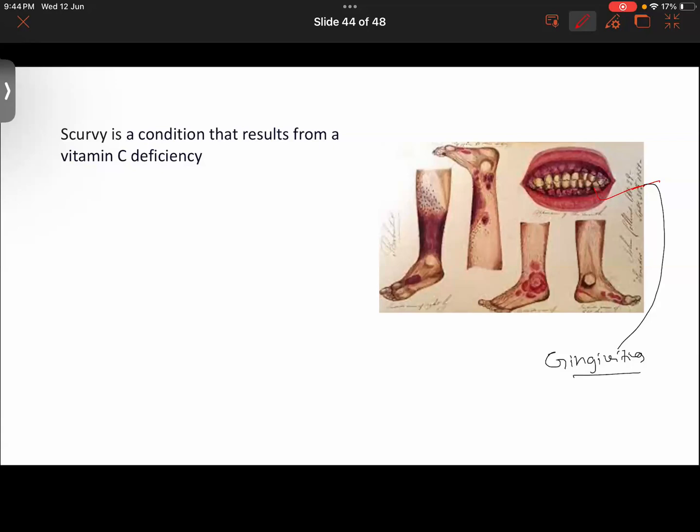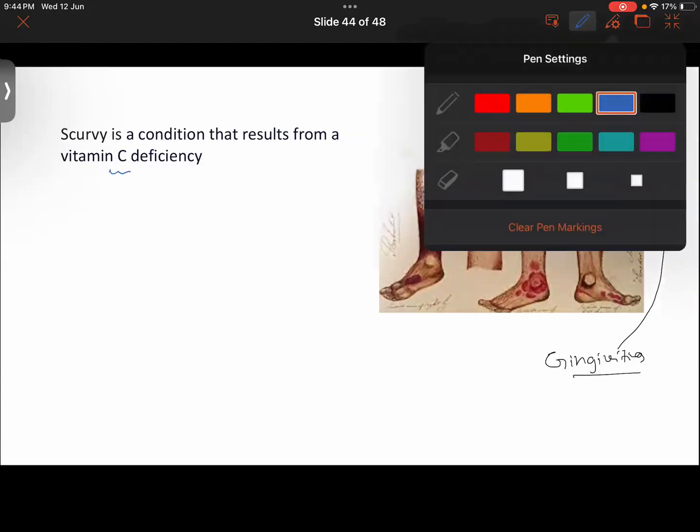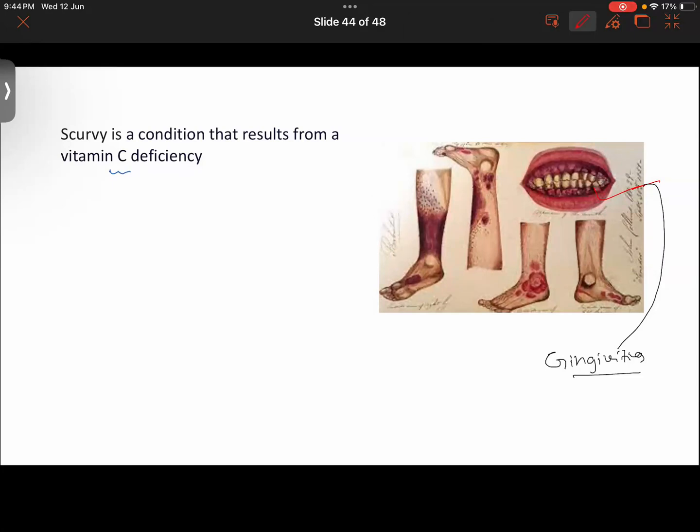Good. Now let's learn about scurvy. It is a condition that is caused due to deficiency of vitamin C. The symptoms include bleeding from gums and delayed healing of wounds. Wounds won't heal quickly. It will take time.